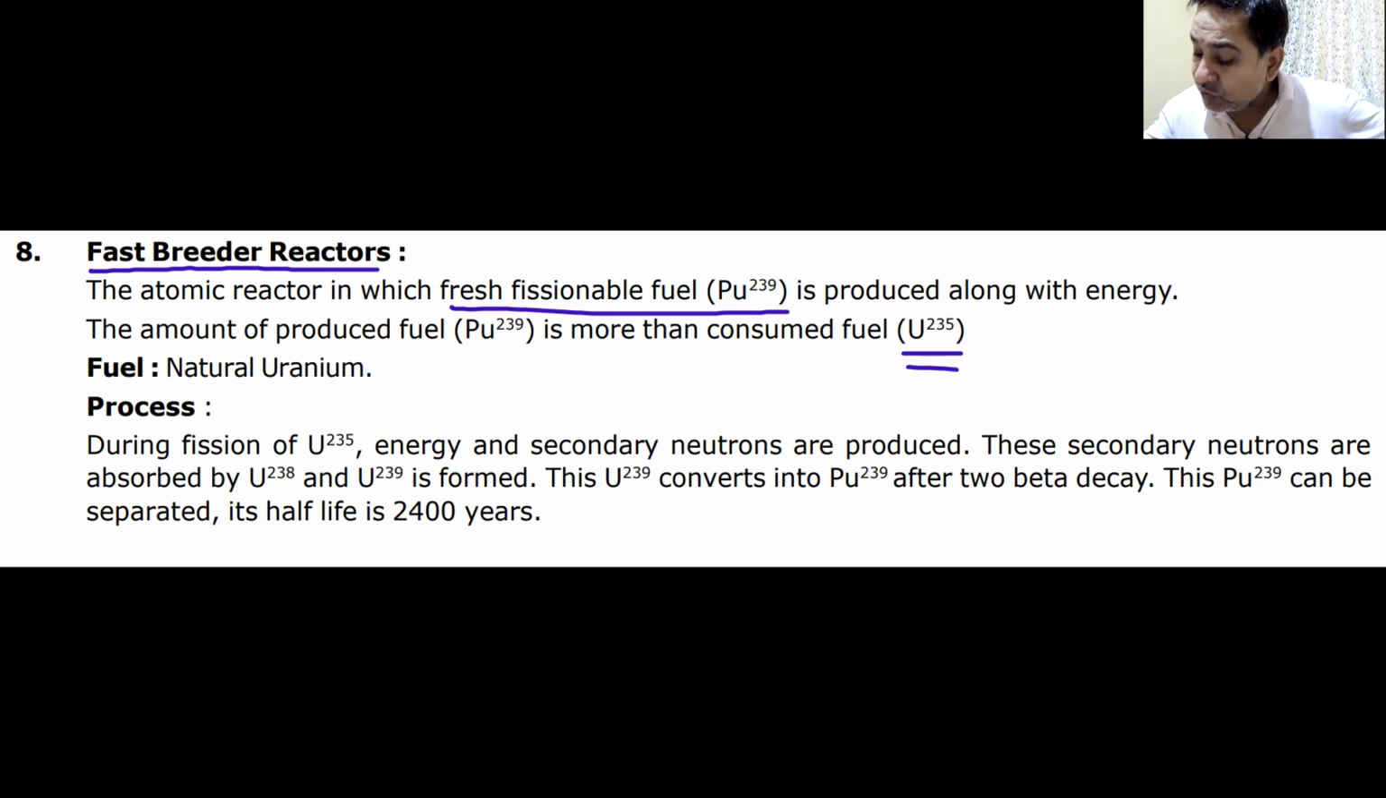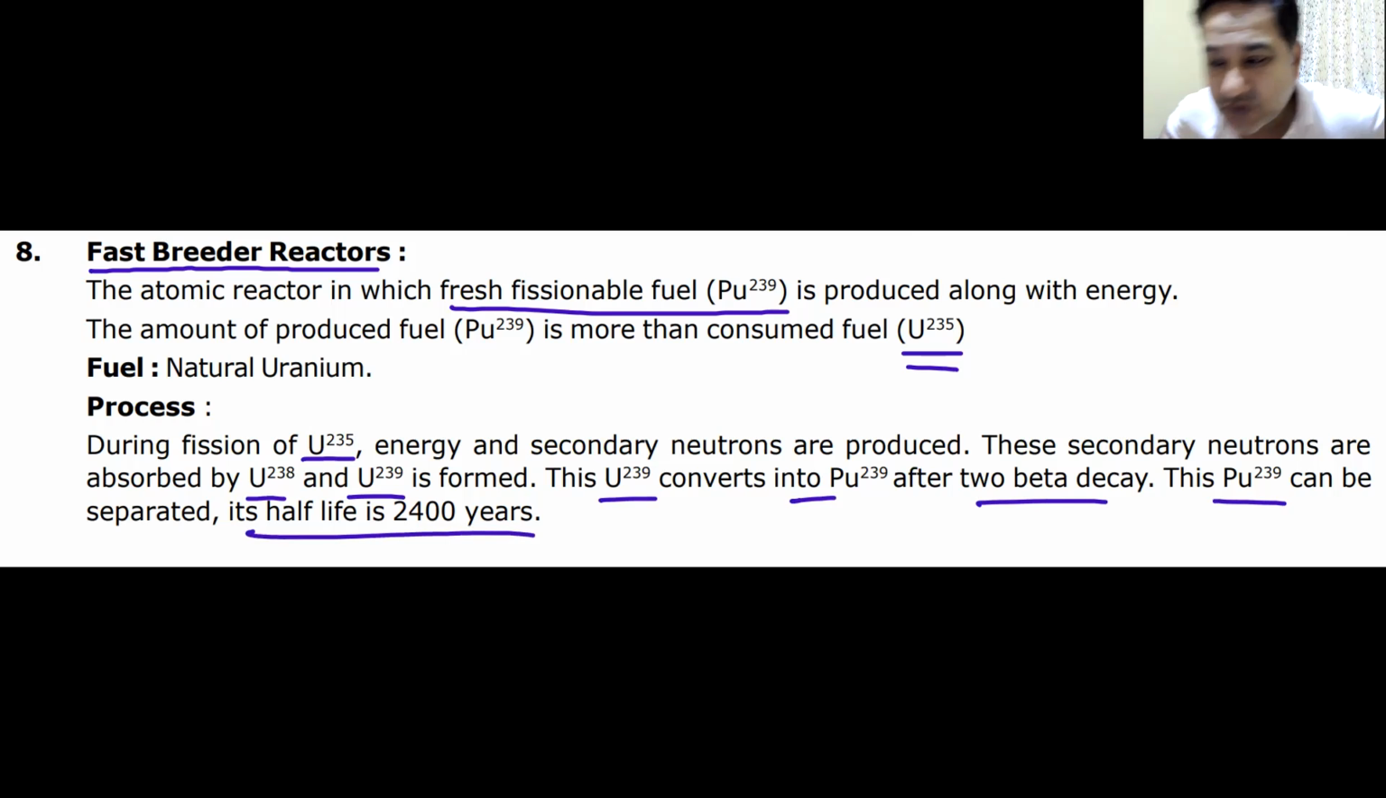How does it produce? U-238 gets converted into 239, and this 239 converts into plutonium 239 after 2 beta decay. This plutonium 239 can be separated, taken out. New fuel has come. We take it out, store it, save it. Its half-life is 2400 years, so it will stay for a very long time. Do we understand this? Yes, sir. These reactors where plutonium is produced, not naturally available, are known as fast breeder reactors. Yes or no?